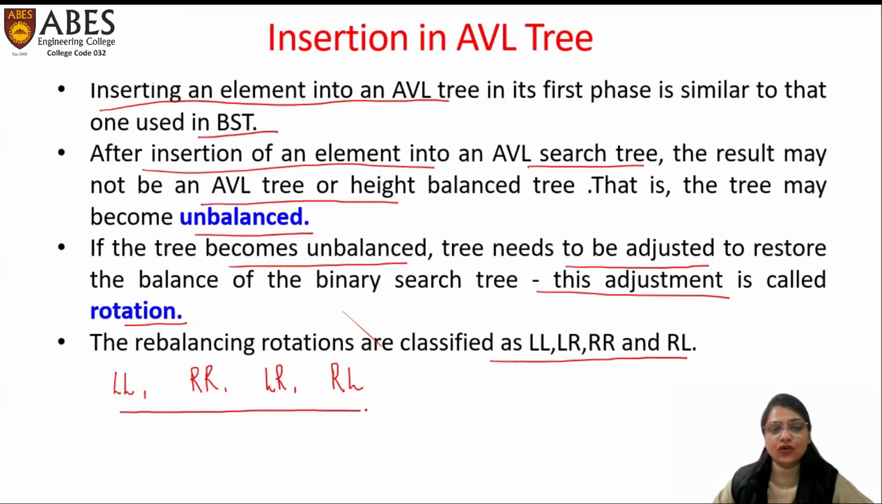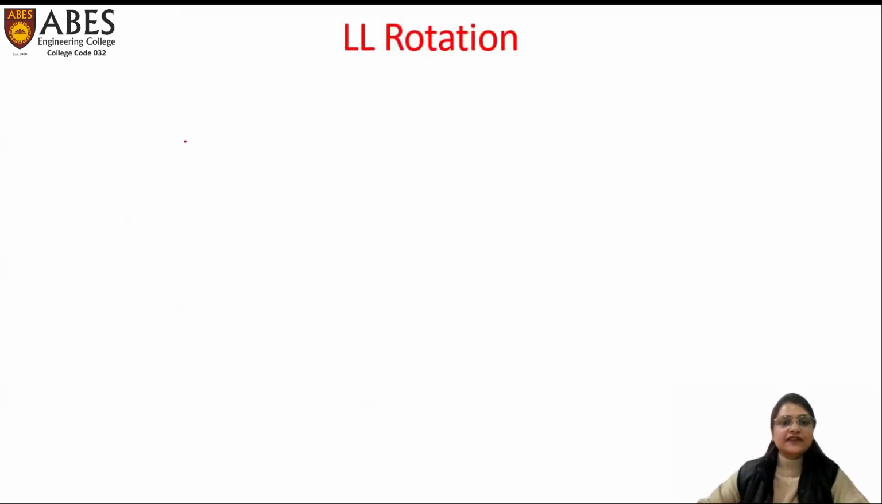Let us understand all these rotations one by one with the help of an example. First of all, we will discuss LL rotation, which is left-left rotation. Let us consider an example. I'll consider a binary tree, let us assume 18, 16. And I want to insert a particular element into this AVL tree. Let us assume I want to insert the element 12.